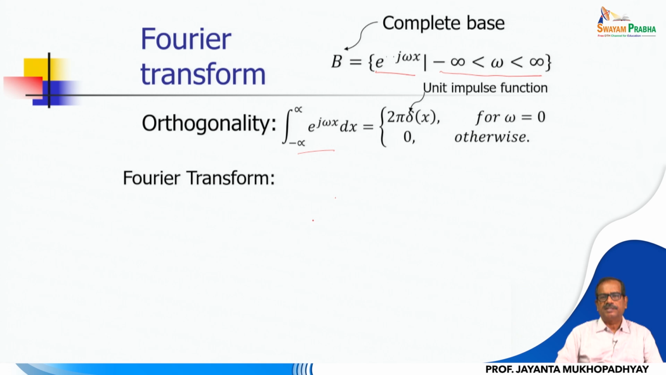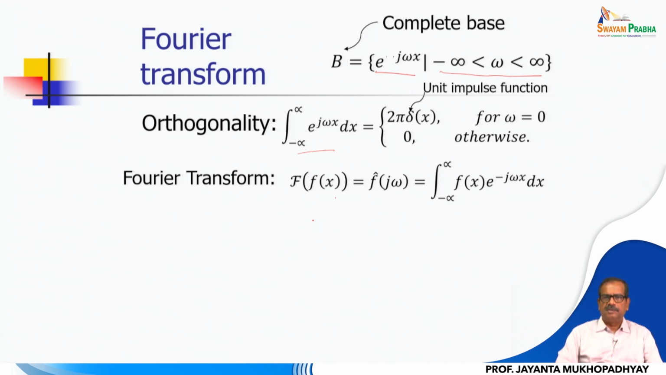So the Fourier transform expression would be, as you now know, the inner product of the function and the individual basis function. So instead of e to the power j omega x, it would be e to the power minus j omega x in the complex conjugate form. So this is how the Fourier transform expression looks.